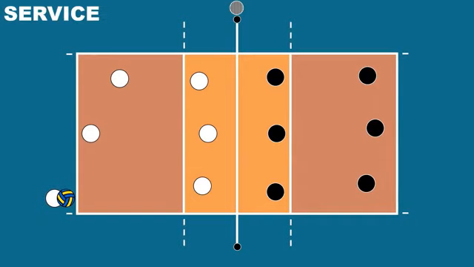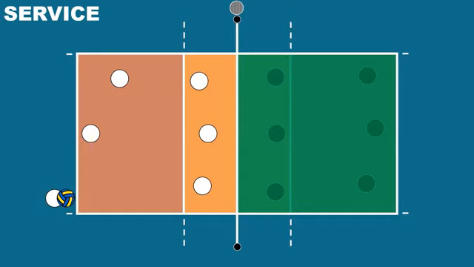Each point starts with a service. Here the white team is serving, so they need to stand outside the court, outside this line somewhere in this area, and they need to toss the ball, hit it by hand, and it should fall in this green area. You can think of volleyball as a racket sport, but your hands are your racket.